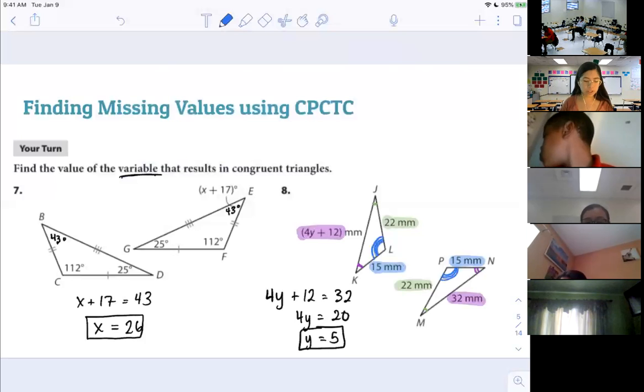Questions on number 7 or number 8? This is pretty simple stuff so far.